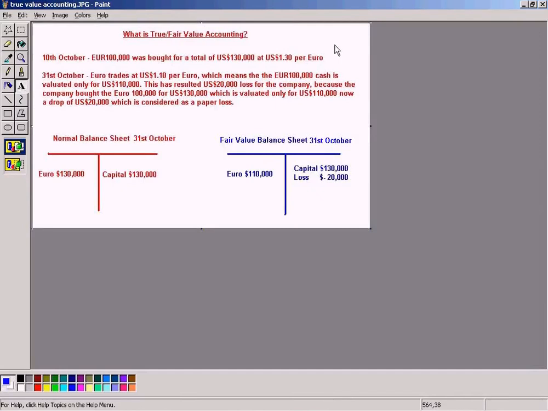What is the meaning of true value accounting? Bear in mind that true value accounting is also known as fair value accounting. In some countries it's known as fair value accounting. So either way, both refer to the same concept in accounting.